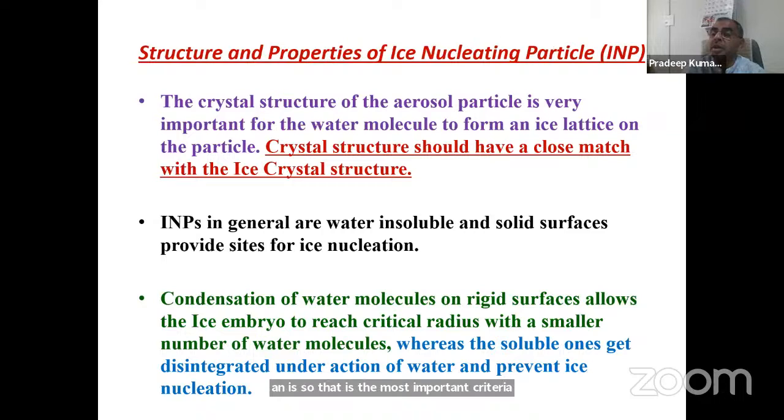Now, ice nucleating particles in general are water insoluble, solid surfaces, which provide a site for ice nucleation to begin. Condensation of water molecules on rigid surfaces allows an ice embryo to reach a critical radius with a smaller number of water molecules, whereas the soluble ones get disintegrated under the action of water and prevent ice nucleation. So that is why it requires a solid particle for ice nucleation to happen.